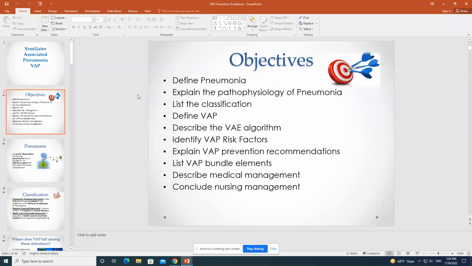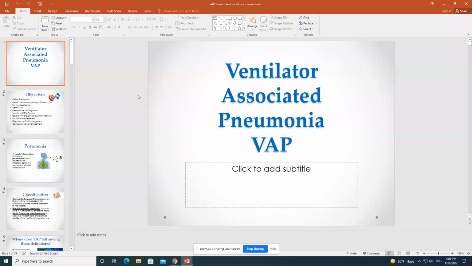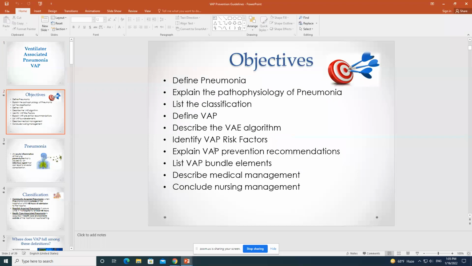The objective of the session: we will be talking about the definition of pneumonia, the pathophysiology of pneumonia, the classification of pneumonia, what we mean by ventilator associated pneumonia, the algorithm, the risk factors, the prevention and recommendations, the bundle elements, medical management and nursing. ورح نتكلم نحن الحين كيف المريض ممكن ياخد infection نتيجة مكنة التنفس الصناعي, how we could talk about a patient who is under mechanical ventilator and how he might be infected, how we could prevent it, and how we could give the treatment for the patient in case he has the infection.